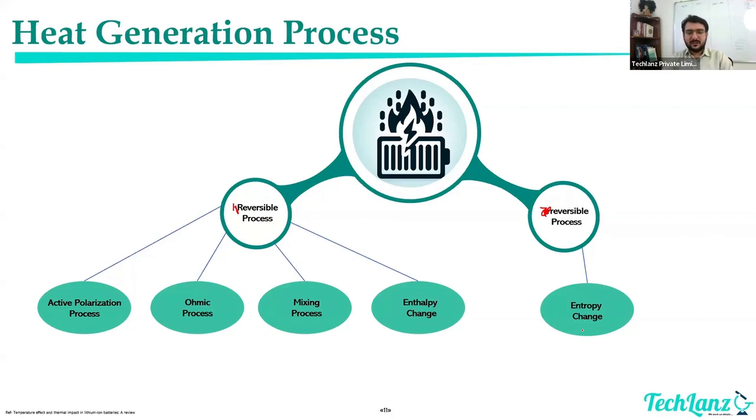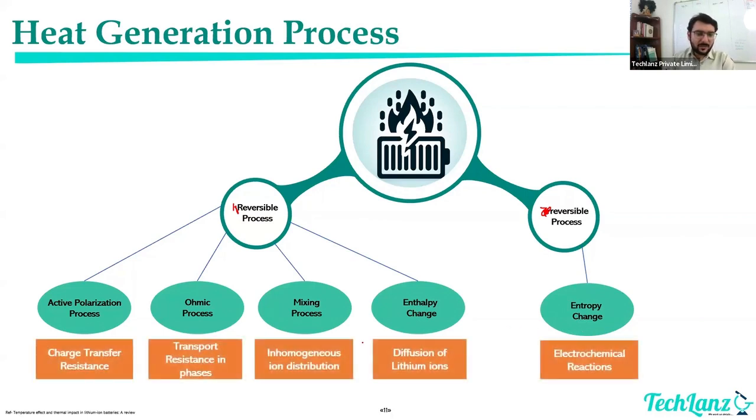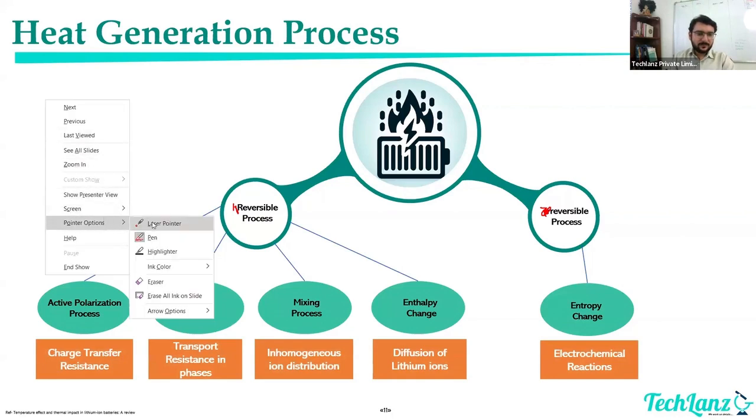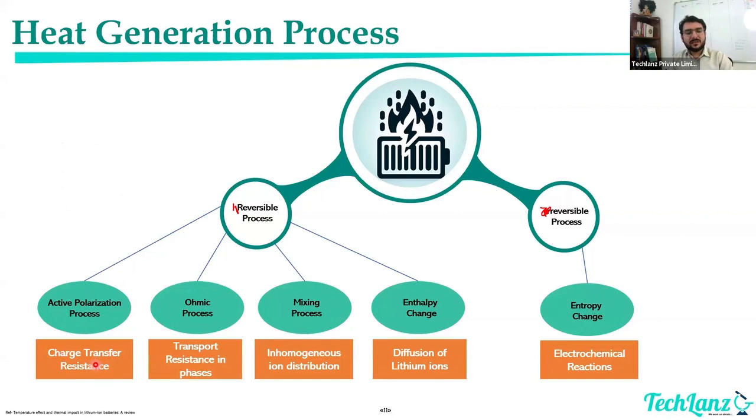What causes these things, right? So why do these things happen? Because of charge transfer resistance. Because of charge transfer resistance, which is there when the charge is getting transferred from one point to another point while these systems are moving, right, this is called the active polarization process. When the ions are moving in the electrolyte, in the copper collector, in the cathode and anode material, that causes the ohmic losses. That is the ohmic process, transport resistance phases, right?